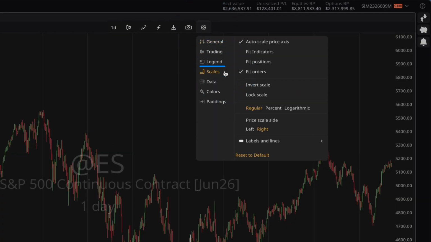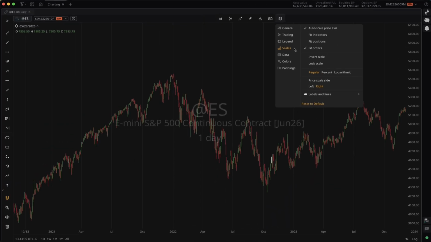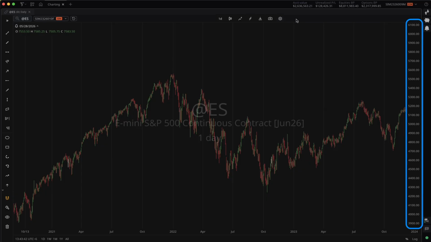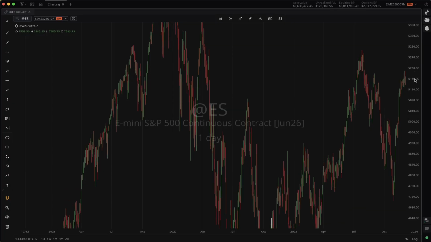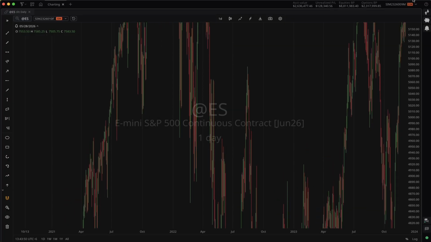The first thing to understand is scale type. Titan X gives you three options: regular, percent, and logarithmic. And the right one depends on what you're trying to see. Regular scale is the default. Every point move looks the same size regardless of where price is. If you're trading intraday and watching a defined range, this is what you want.